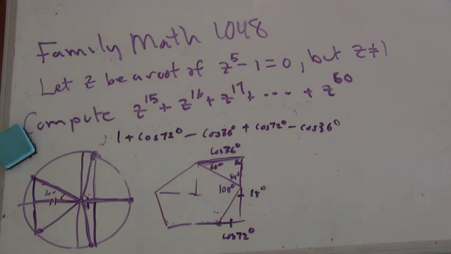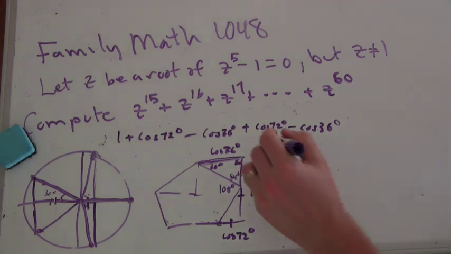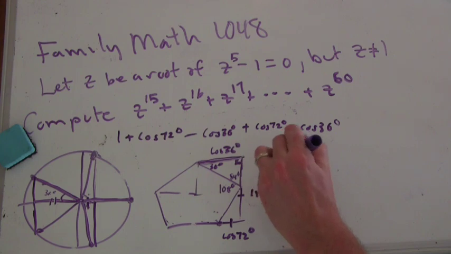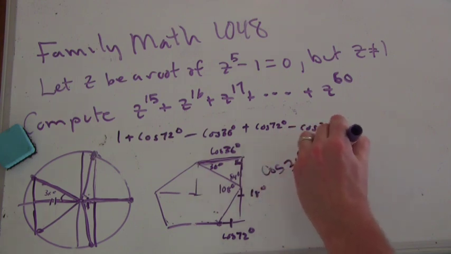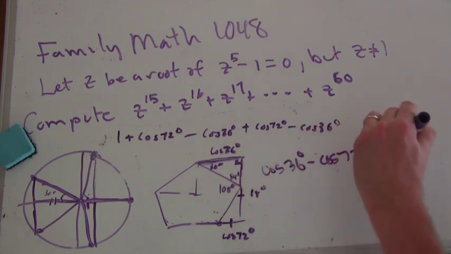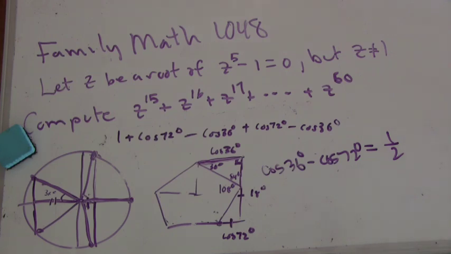That's really nice reasoning, and that shows actually that cosine of 36 degrees minus cosine of 72 degrees is a half, which is a neat, fun fact. And that's really cool. That's nice work on this. It's a neat intersection of geometry and trig and complex numbers. Yeah, it is. That's really good job. Nice work.